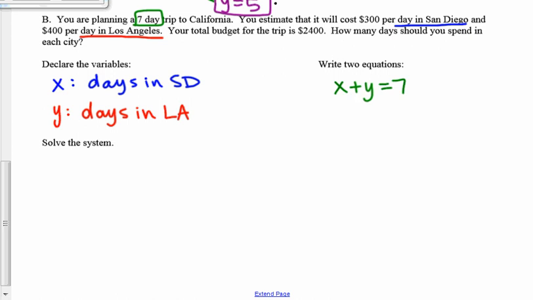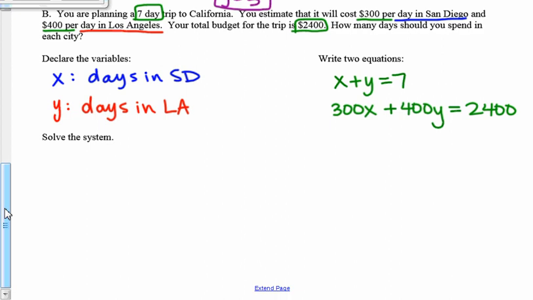And then let's talk about money. So I know that my total budget is $2,400. Well, I know $300 per day in San Diego, $400 per day in Los Angeles. I see that word per, so I know I'm just going to be multiplying here. $300 per day in San Diego is 300x, so just 300 times x. And then $400 a day in Los Angeles, so 400y equals my total budget of $2,400. All right, so that's my other equation. Now I'm just going to solve the system using substitution or elimination.